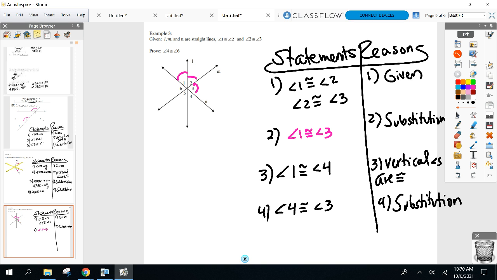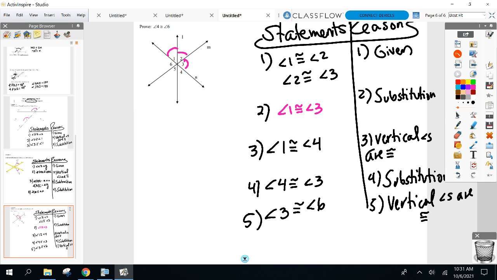Carter. 3 is congruent to 6. Why, Carter? Vertical angles are congruent again. Yes. It's so much easier when we do it one step at a time instead of trying to throw all the vertical angles into one. It's not going to be pretty. You guys aren't there yet. You're just not there yet to handle all that. So do it one step at a time.